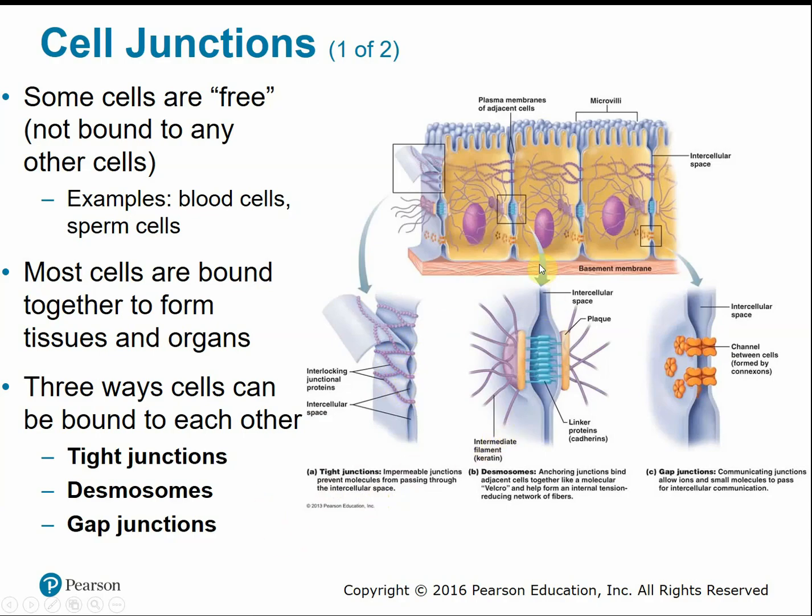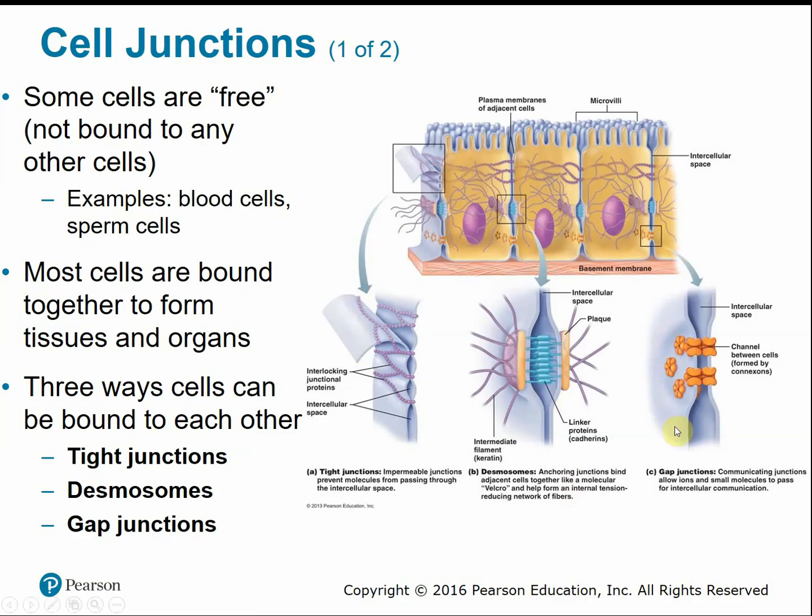Desmosomes are more kind of like a Velcro attachment. So the cells are still physically attached to one another, but they have a little bit more give to them. They're not anchored or stitched together so tightly. So you'll find these in tissues like muscles, where we have a lot of contraction and pulling and stretching.